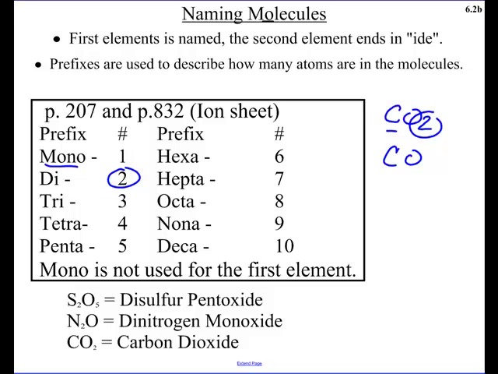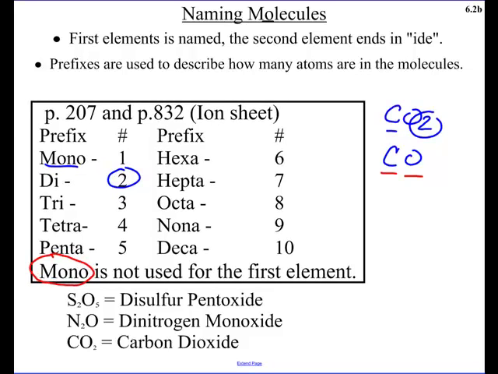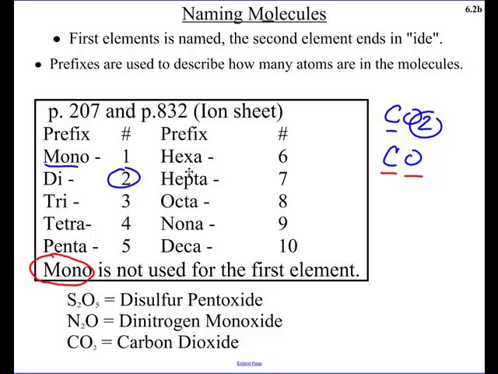One more thing I want to mention. We never use mono for the first element. In other words, this thing over here is not called monocarbon monoxide. It's just called carbon monoxide. So that's basically the rules for it. I want to practice a few with you, and that's really all the time we need to spend with this because it's a pretty straightforward thing. Like the flashcards, though, if you don't know these prefixes, you might know them from math class or some other thing, you probably should get them into your brain. I mean, octa like an octopus, deca like a decade, pentagon, tetra like Tetris, 4 shapes, tricycle, those kind of things. So there's a lot of prefixes you already know.